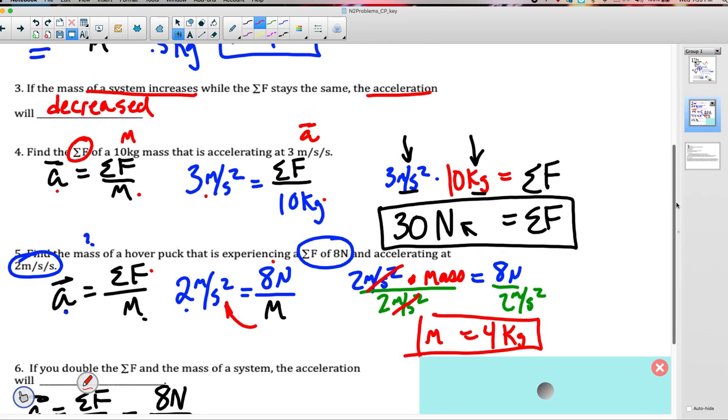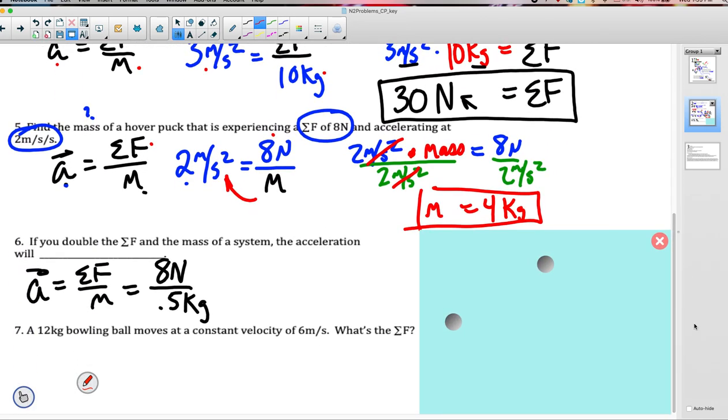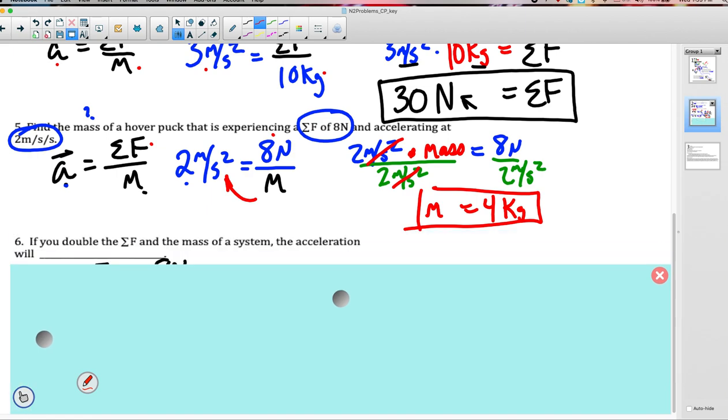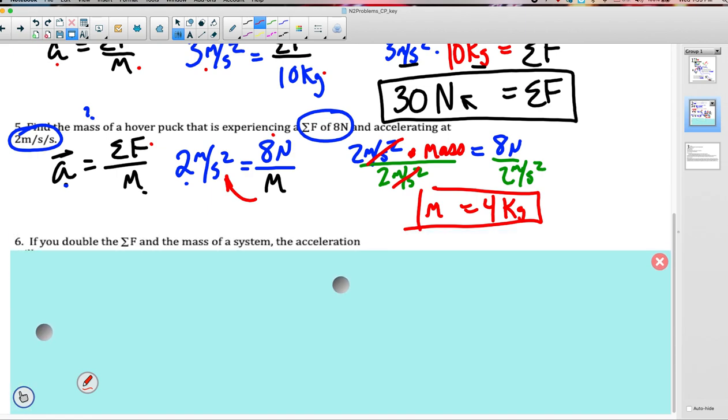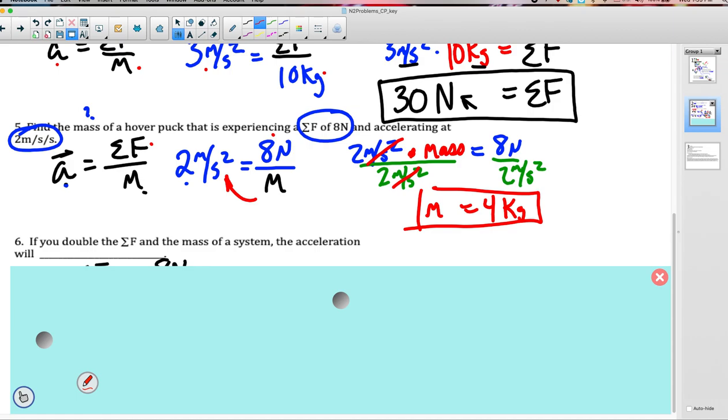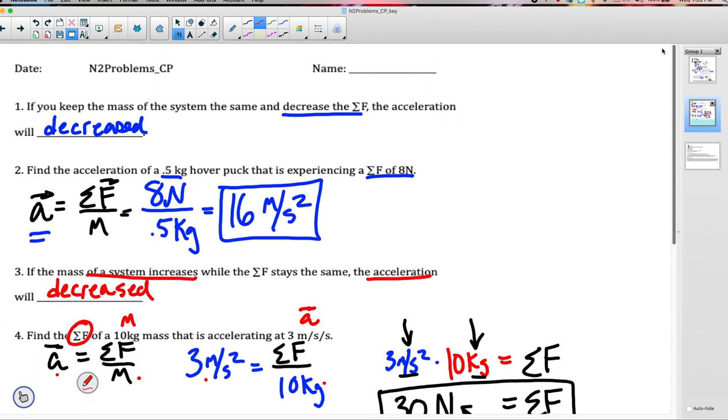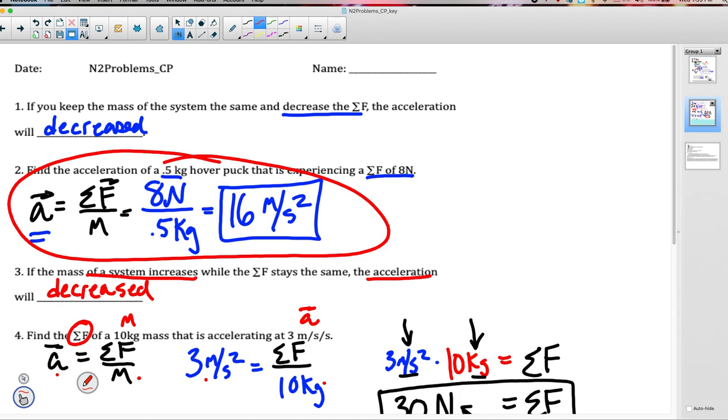So we got that. Number 6 says, if you double the net force and the mass on a system, what will happen to the acceleration? Well, to do this, I thought maybe we could just take a look at the one from problem number 2 that we did up here earlier. We already know that if you have 8 newtons of net force applied to a 0.5 kilogram mass, the acceleration is 16 meters per second squared.